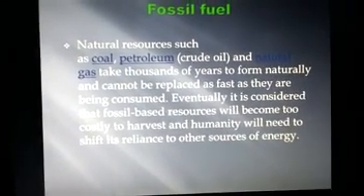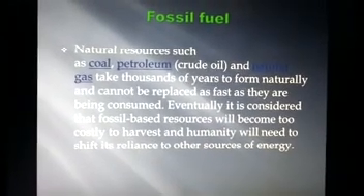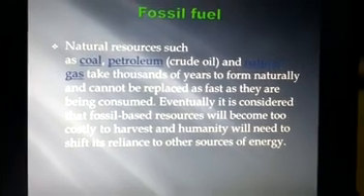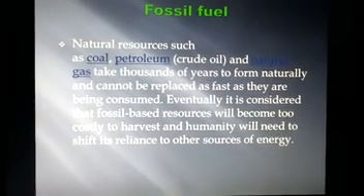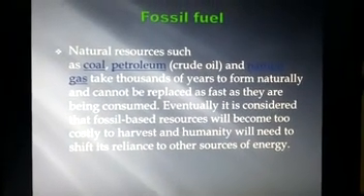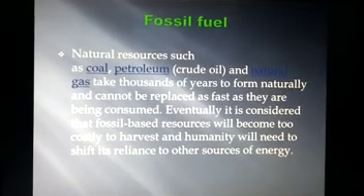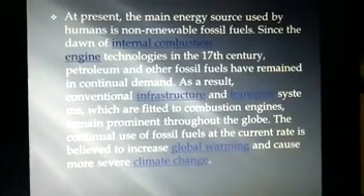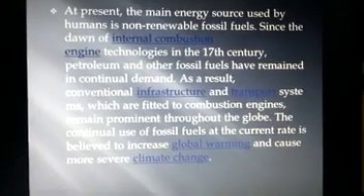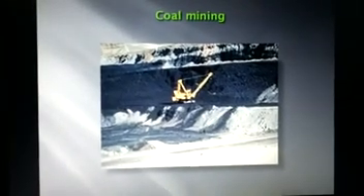Natural resources such as coal, petroleum, crude oil, and natural gas take thousands of years to form naturally and cannot be replaced as fast as they are being consumed. Eventually, it is considered that fossil-based resources will become too costly to harvest, and humanity will need to shift its reliance to other sources of energy. So, example, coal mining.